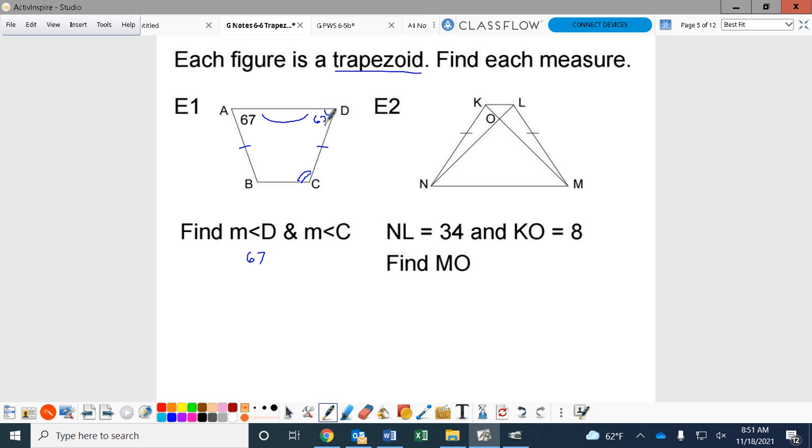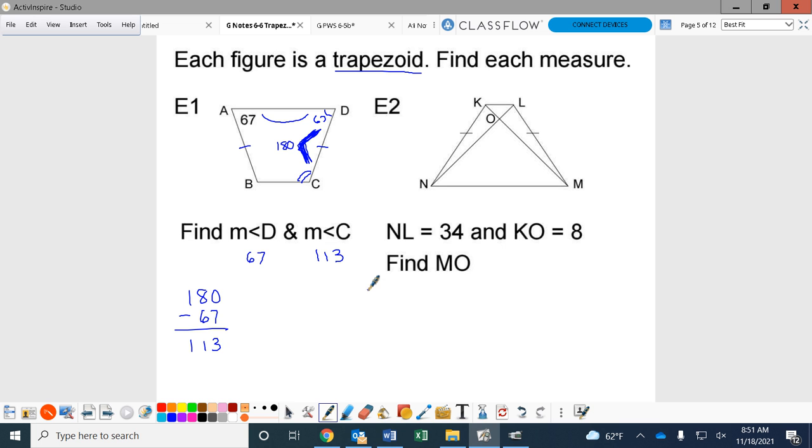And then how am I going to find this C down here at the bottom? What do I know about these two? 180. There you go. They add up to 180. They do, because they're supplementary. Same side are supplementary, so we subtract from 180. 180 minus that 67 leaves us what? 113. Perfect. All right. Questions? Base angles are congruent. Same side are supplementary. Good deal. Let's keep going.